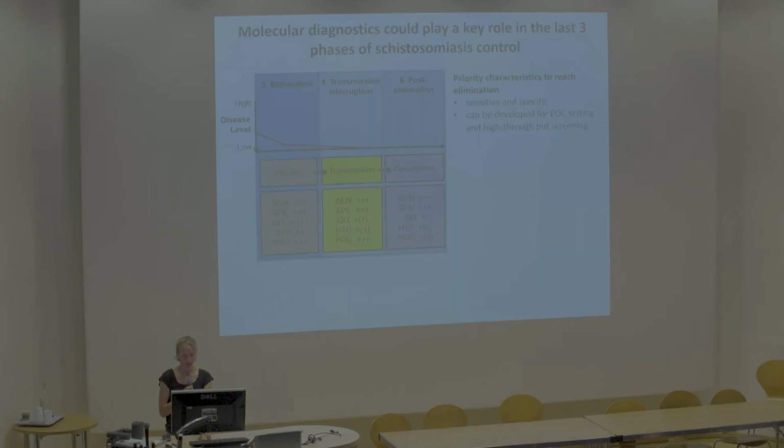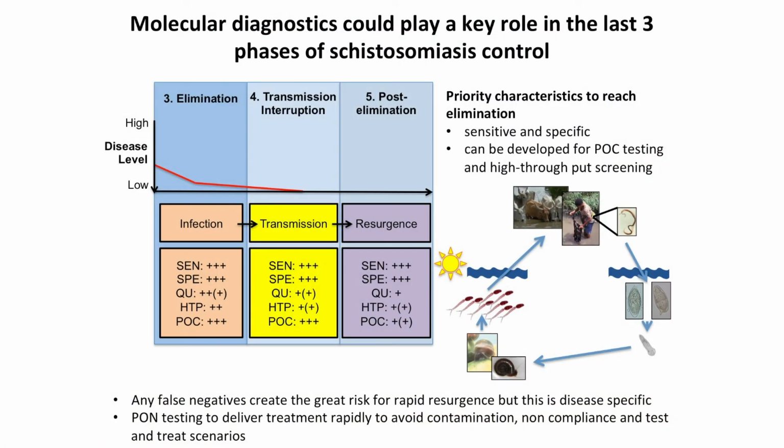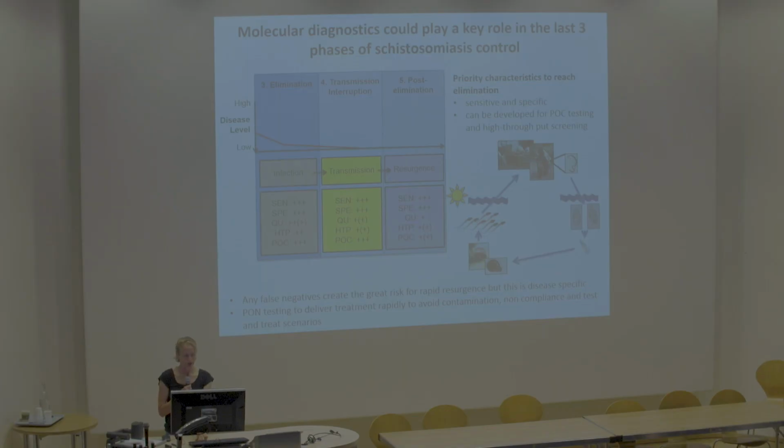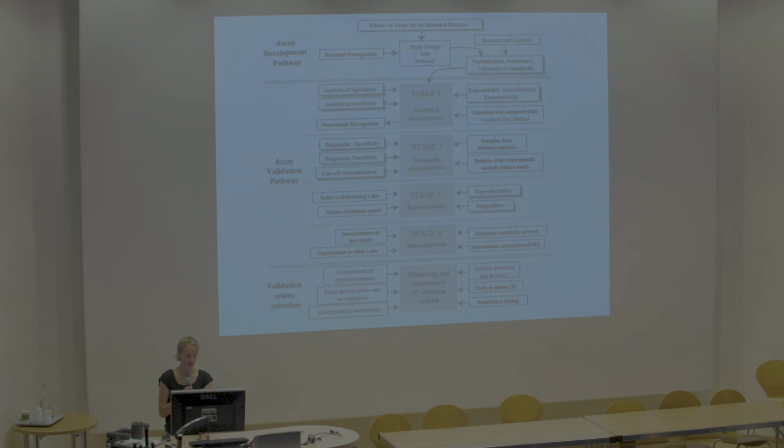So just to finish, I just want to show there's probably great promise here. I want to point out again that it's that one person that can infect the whole community again. So any false negatives can really create a great risk of rapid resurgence, particularly of schistosomiasis. And this point-of-need testing will deliver treatment rapidly, and try to overcome those scenarios where we've got non-compliance of drug taking, and develop those test and treat scenarios.